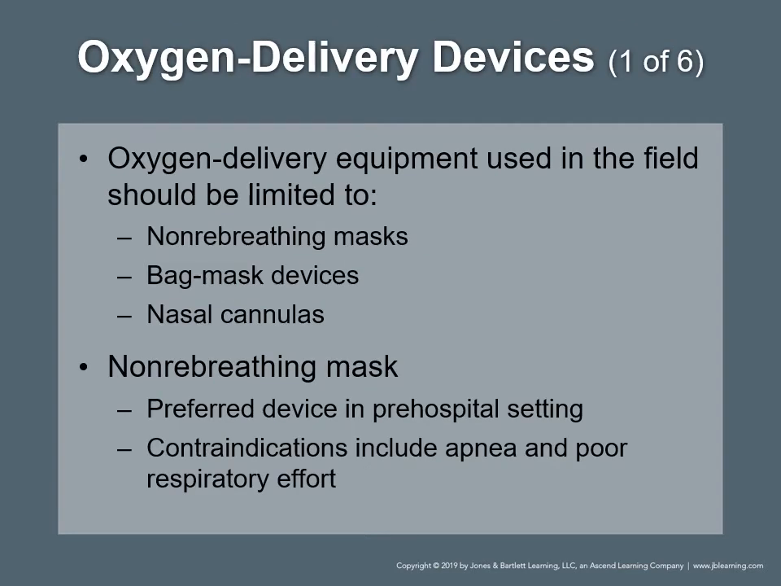Oxygen delivery devices. Oxygen delivery equipment that is used in the field should be limited to the non-rebreathing mask, a bag mask device, and nasal cannulas. The non-rebreathing mask is the preferred device in the pre-hospital setting. Contraindications include apnea and poor respiratory effort. It delivers oxygen passively and requires adequate tidal volume for oxygen to be effectively drawn into the lungs.